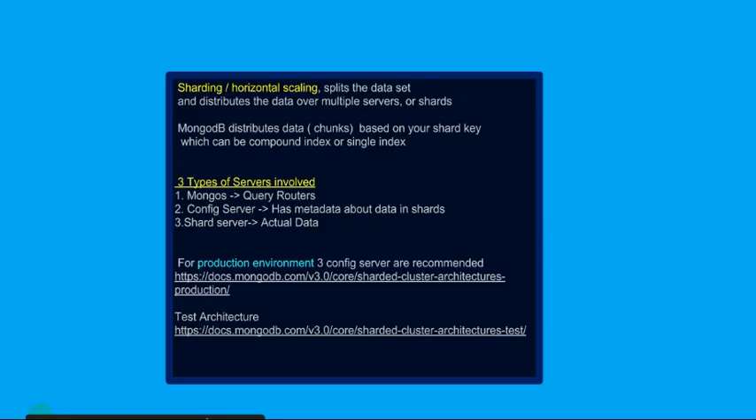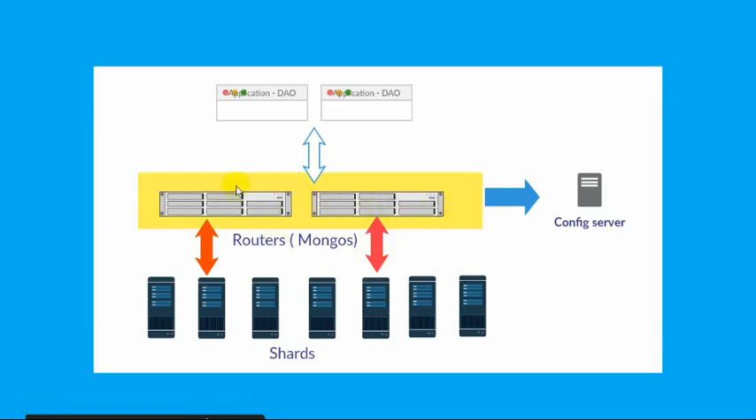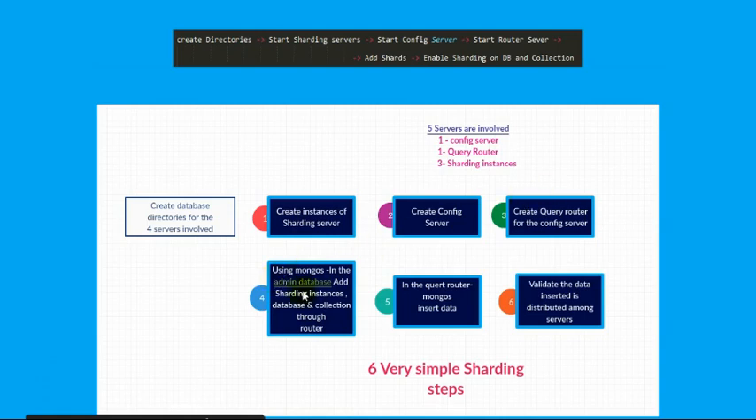If you see our diagram, which I explained previously, the query router gets the metadata from the config server about the data in the shards. Then we'll be using the admin database to add these instances as shard instances, and we'll be enabling sharding on our database and the collection which is involved. Then we'll be using Mongos to insert data. Finally, we'll be validating the data among the sharded instances.